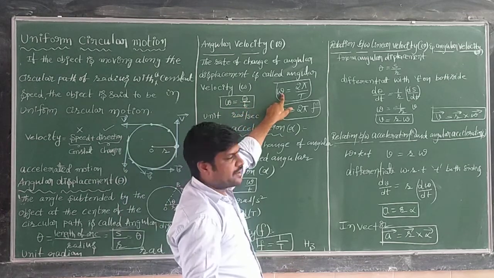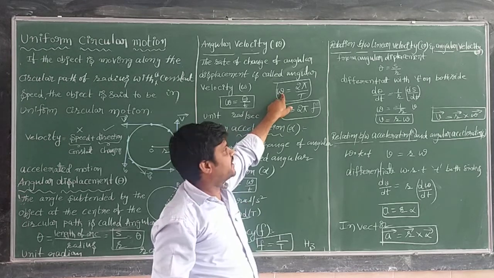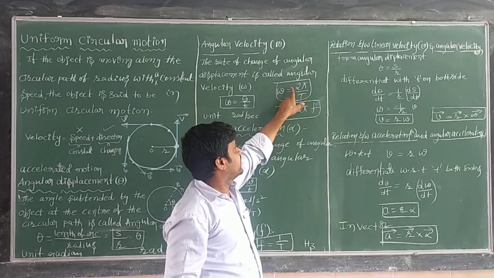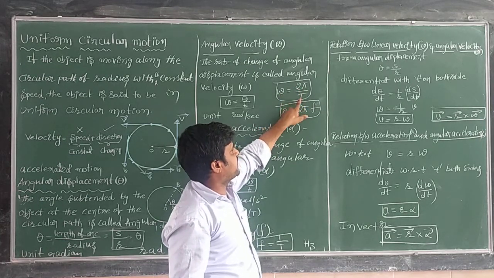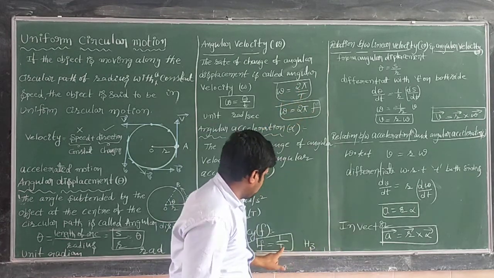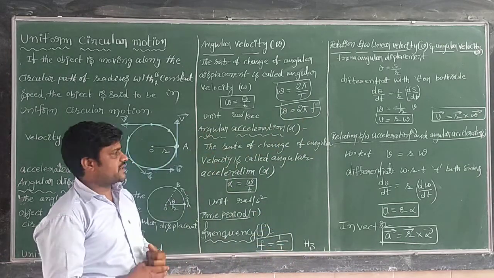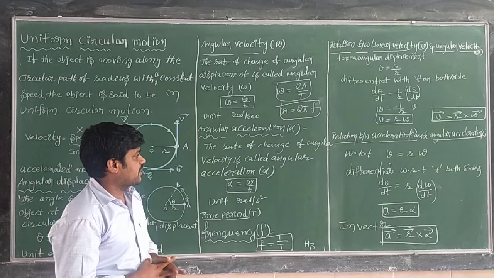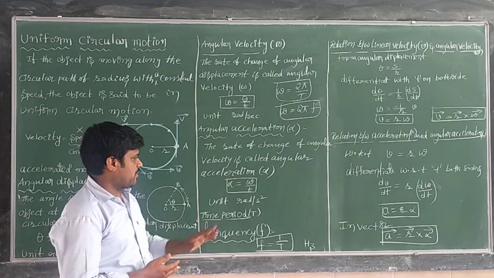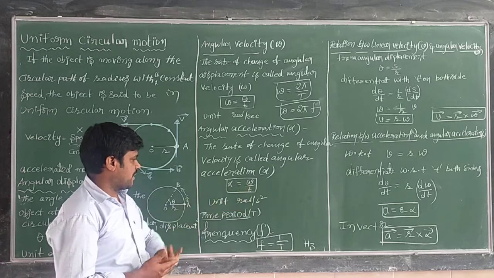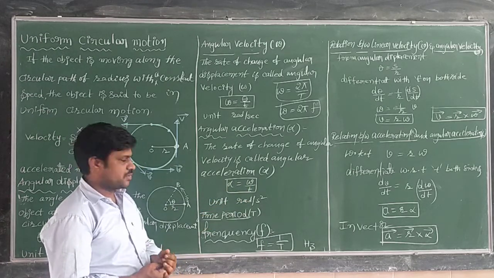For one complete revolution, the angle is 360 degrees. Pi is 180, so 2 pi is 360. Omega equal to 2 pi by T, and 1 by T is frequency. Angular acceleration is the rate of change of angular velocity, denoted by alpha, equal to omega by t. Its unit is radian per second square.